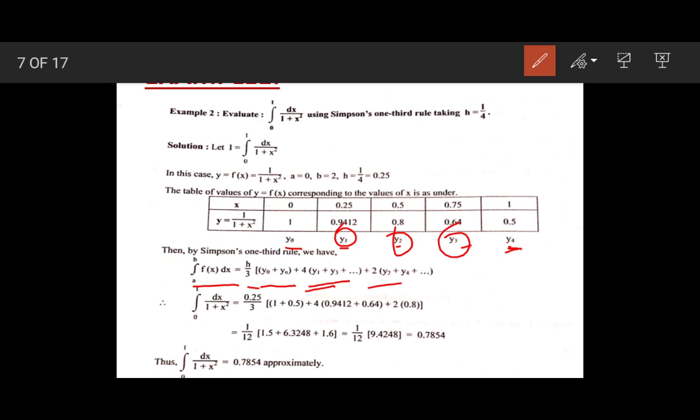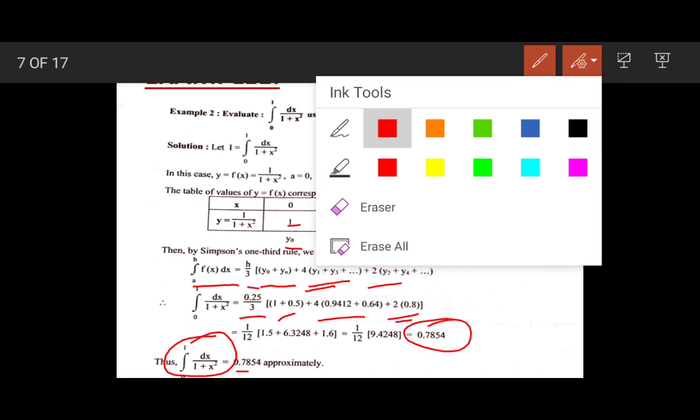Now we substitute the values. h is 0.25 upon 3 into first value is 1 and last value is 0.5, plus 4 into y1 plus y3, so 4 into 0.9412 plus 0.64, plus 2 into y2, so 2 into 0.8. By calculation we get this value as 0.7854. So by Simpson's 1/3 rule we get this integral as approximately 0.7854.